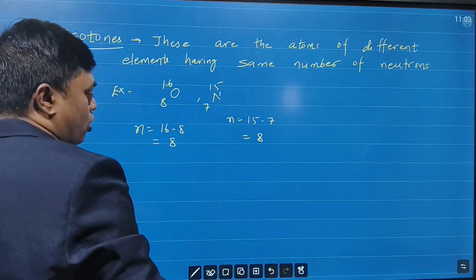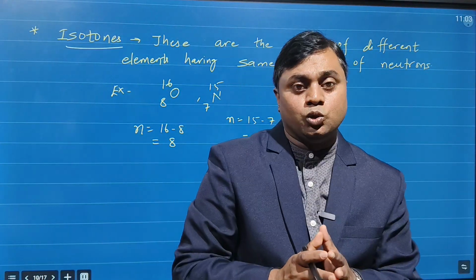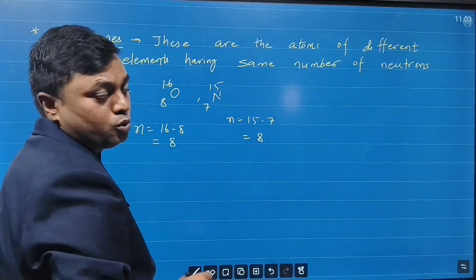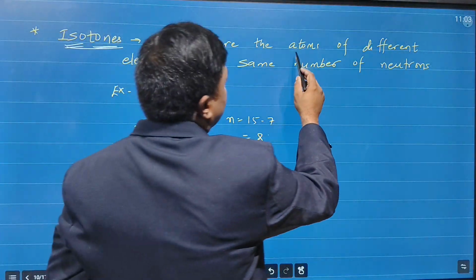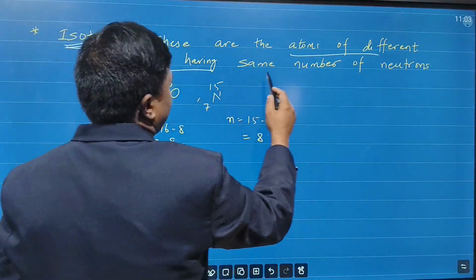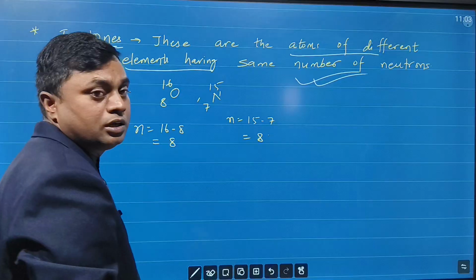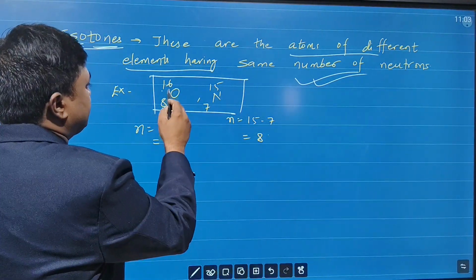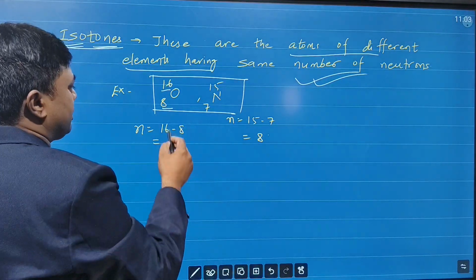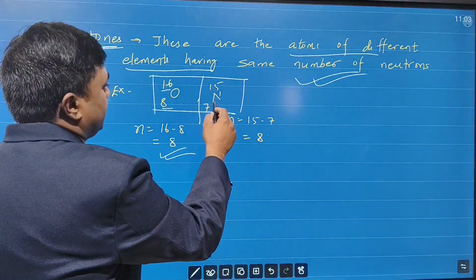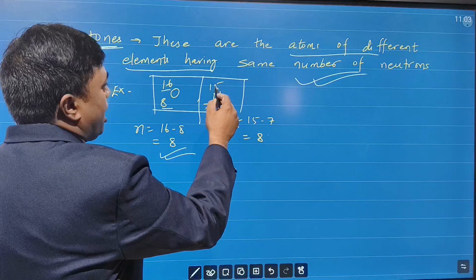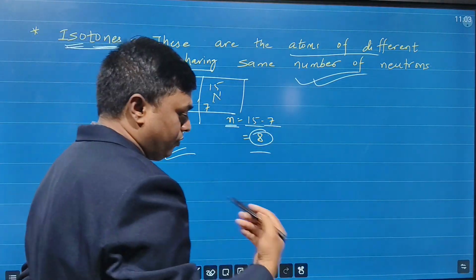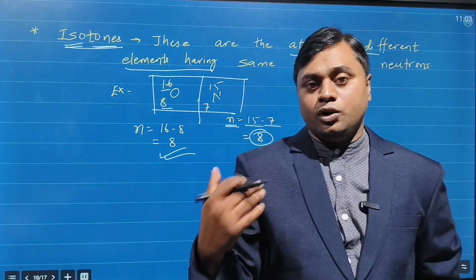One more concept is there called isotones. What do you mean by isotones? Iso means same, tones stands for neutrons. So these are the atoms of different elements having the same number of neutrons. For example, oxygen 8 and 16. What is the number of neutrons? 16 minus 8, that is 8. In the case of nitrogen, 7 and 15. How many neutrons are there? Mass number minus atomic number, that is 15 minus 7, 8. So these are the atoms of different elements having the same number of neutrons.